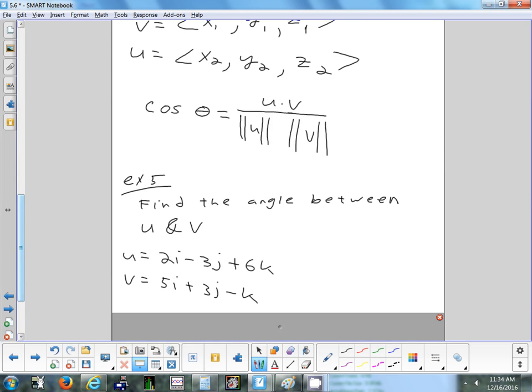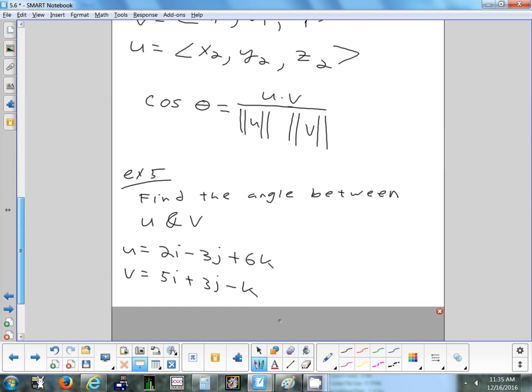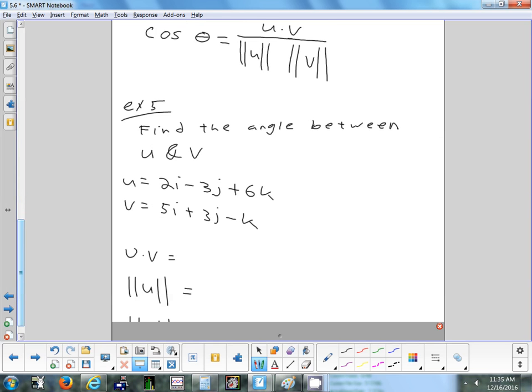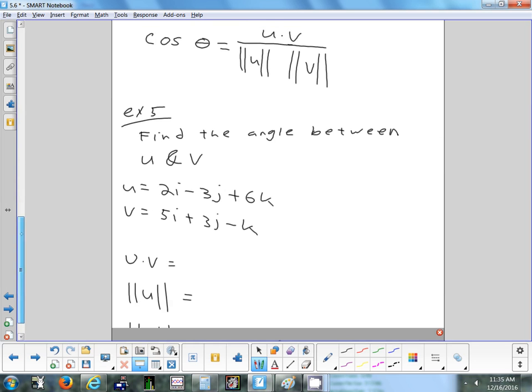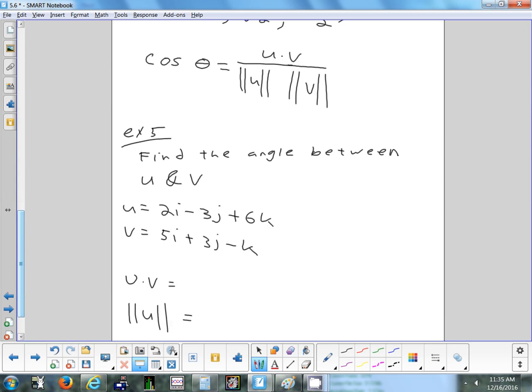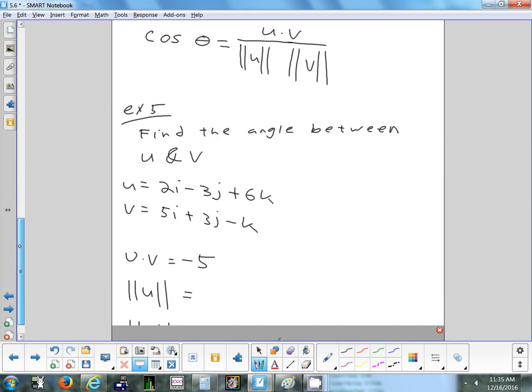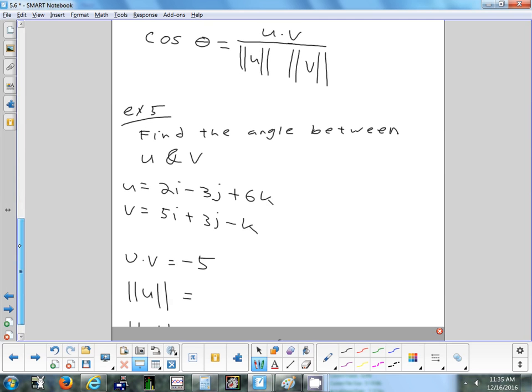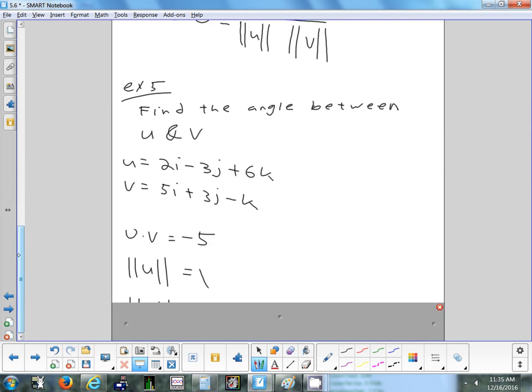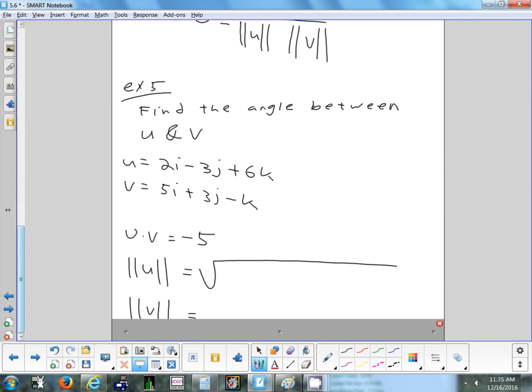Okay, so to find the angle between them, you've got to find three things. Find the dot product, which we already know from the last example. Somebody remind me, what was the dot product we got in the last example? Negative what? -5, thank you. Now, we haven't found the length of u or the length of v. So we've got to find both of those. John, can you tell me how to find the length of vector u?